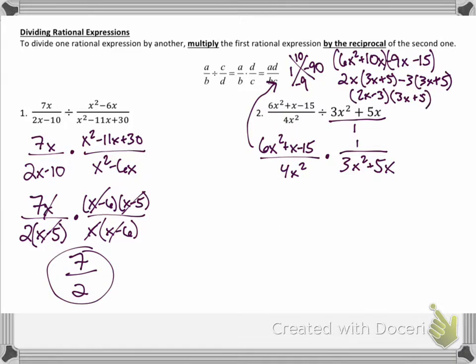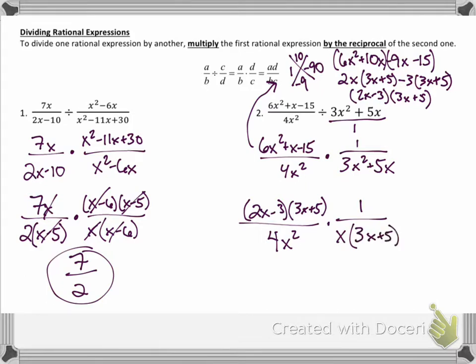So my top left will be 2x minus 3 and 3x plus 5. That is my top left. Bottom left, much easier. It's one term. Top right, much easier, one term. Bottom right, the only thing I need to do is take out the GCF of x, and I would have left over 3x plus 5. Again, treat it as one big fraction. The 3x plus 5's cancel, and that's pretty much it.